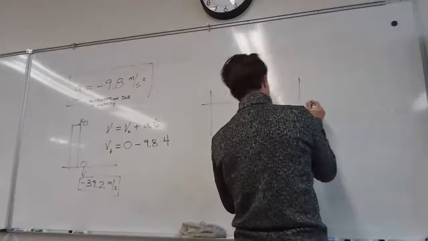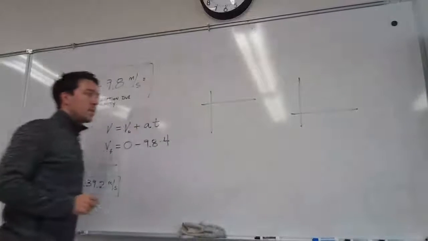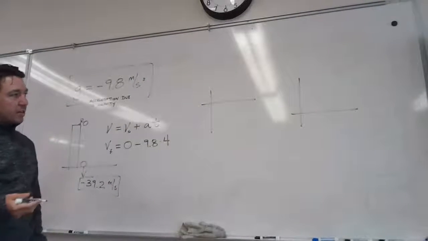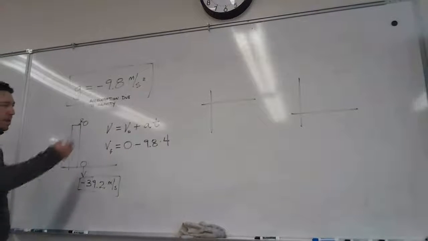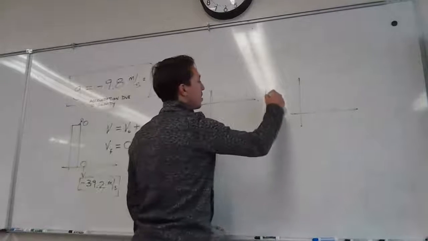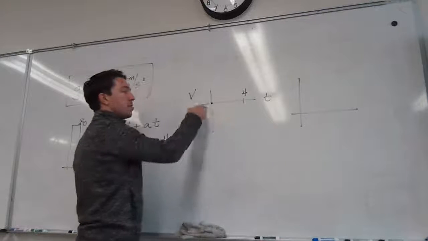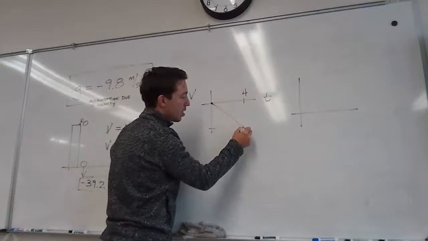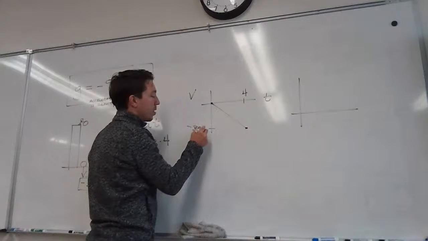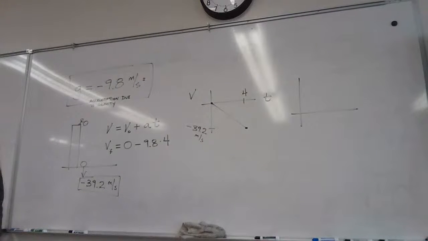Now, the position graph, I'm going to draw it like that. So this might require some elaboration here, but my velocity versus time graph starts at 0, and it takes 4 seconds to go from 0 to, what number is this? Negative 39.2. There's my velocity graph. We okay with that?